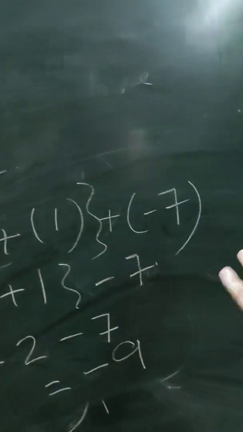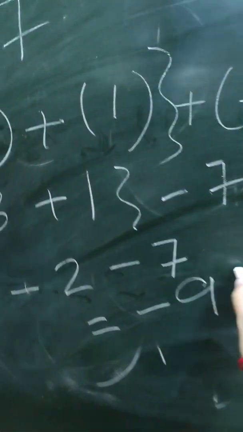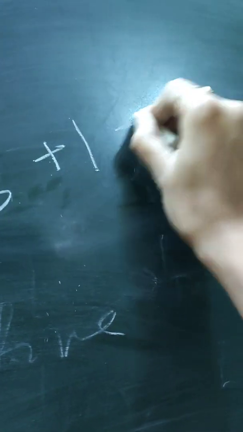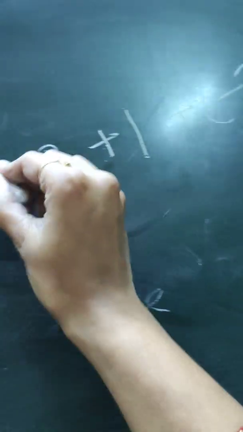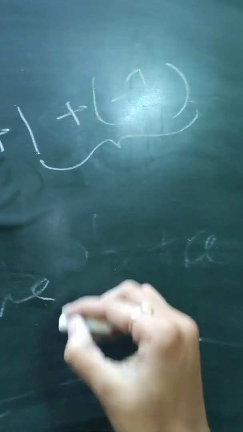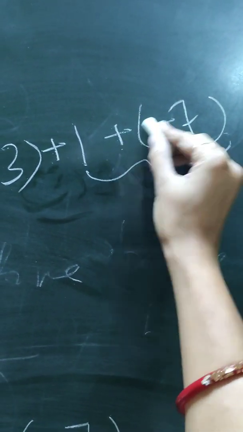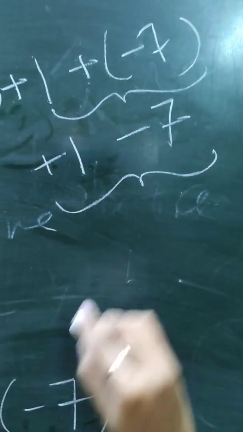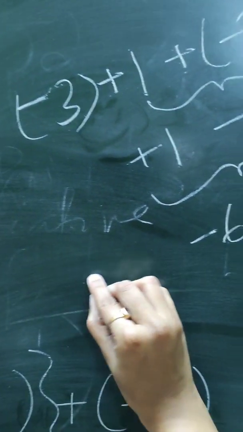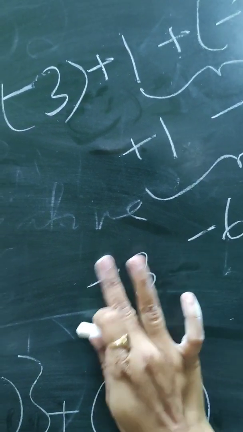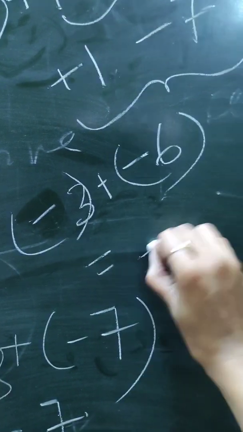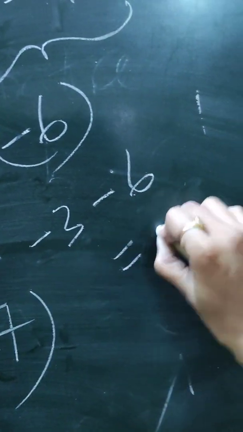Let us move the other way round. In the other way round, if I get minus 3 plus 1 plus minus 7 and I first decide to add these two, what am I getting? 1 plus minus 7 is 1 minus 7, which will give you minus 6, and over here I got minus 3 plus minus 6. What will I get? Minus 3 minus 6, which is also minus 9.